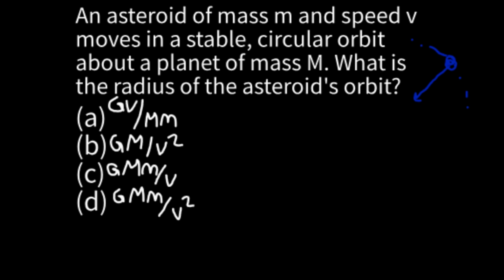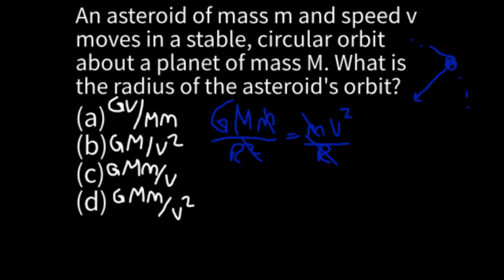And we know that's equal to the mass of the asteroid times its centripetal acceleration. So we can set a gravitational constant, mass of the planet, mass of the asteroid, divided by its radius squared, equal to the mass of the asteroid, its velocity squared, divided by that radius. So we know that the mass of the asteroid cancels, and we can multiply both sides by r.